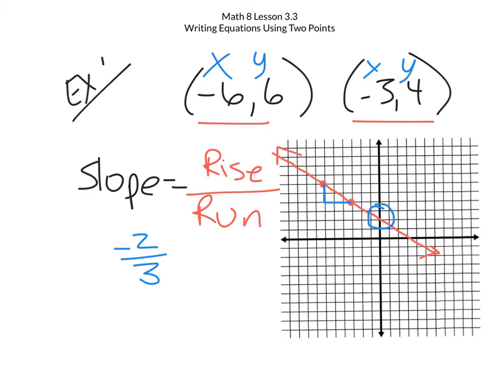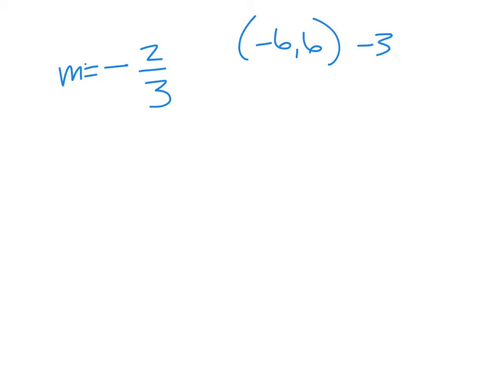If you happen to graph really nicely, you can look at the graph and tell me that the y-intercept equals what? 2. But sometimes it's very difficult to look at. I have a terrible time drawing straight lines, so I don't trust graphing. So the other way to solve for the y-intercept, we know our slope is -2 over 3. And they gave you -6, 6 and -3, 4 for your points.